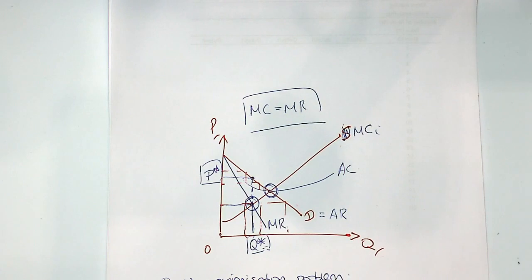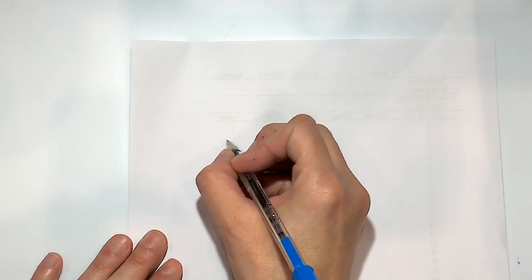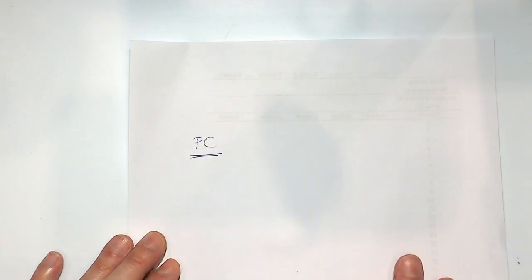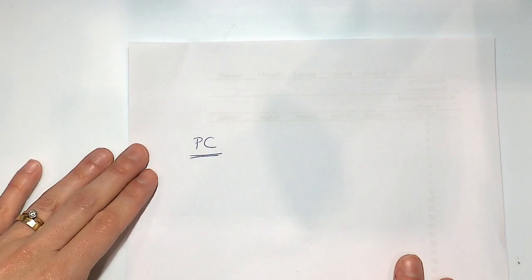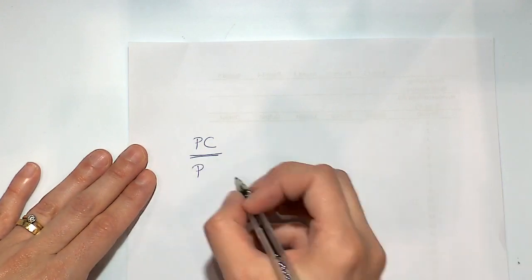Okay, so let me just go around this again. To maximize profits, we have perfect competition. If you have questions, then it's the moment now. And then in perfect competition, the price is given by the industry.